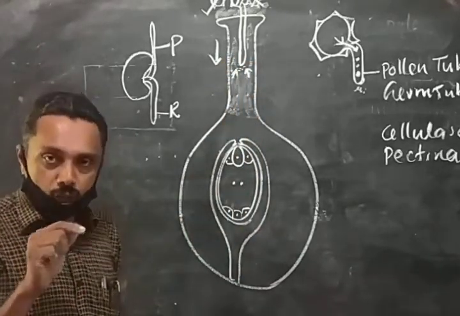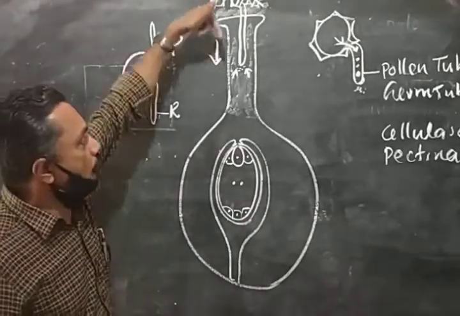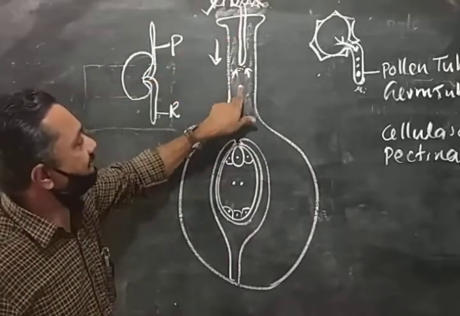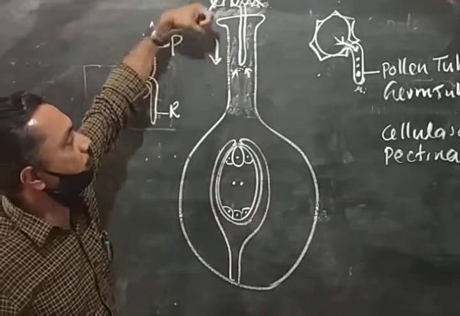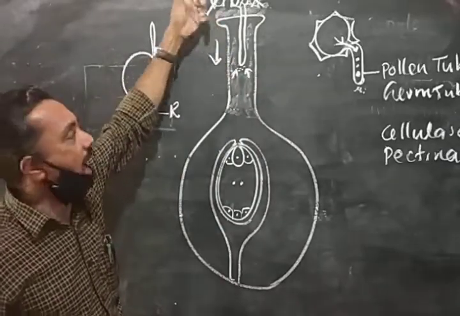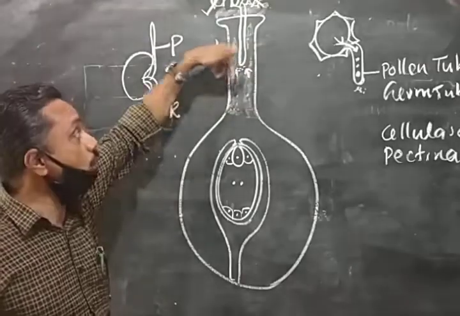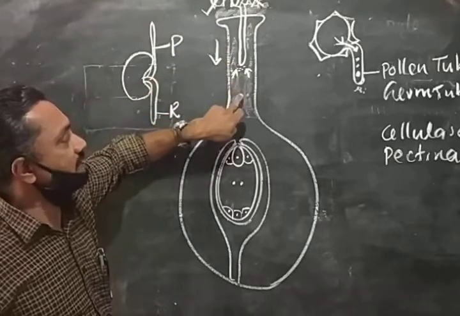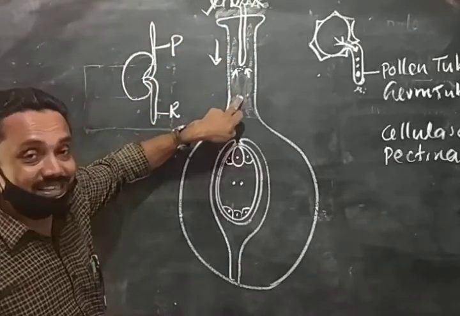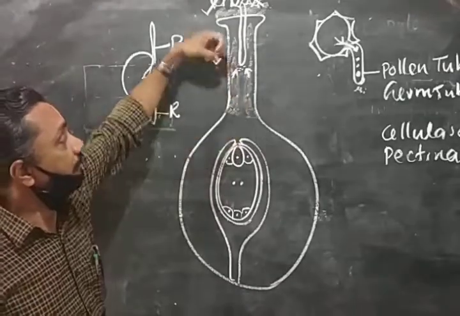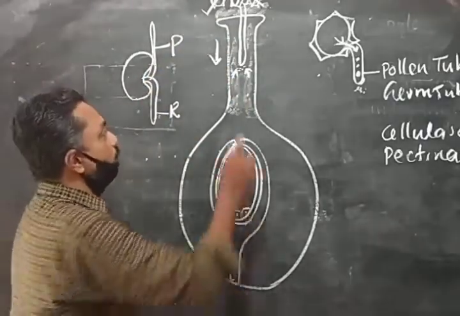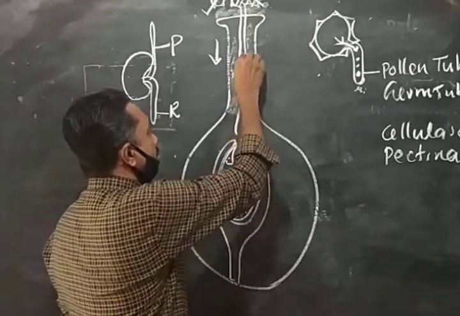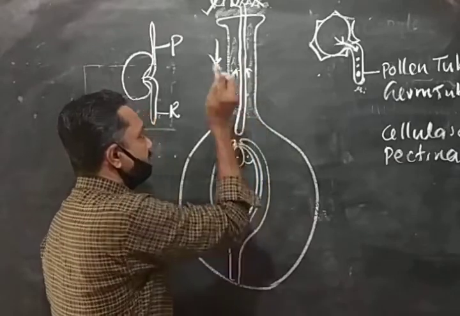The growing pollen tube requires food material. It has to pass downwards. So the tip produces digestive enzymes, and the enzymes will digest the tissues of the style, and the pollen tube will absorb the digested food material and use it for its growth. Anyhow, growth requires food material, so the pollen tube also requires food material. The enzymes will digest the tissues of the style and it absorbs, and finally the pollen tube grows downwards and reaches the micropyle.